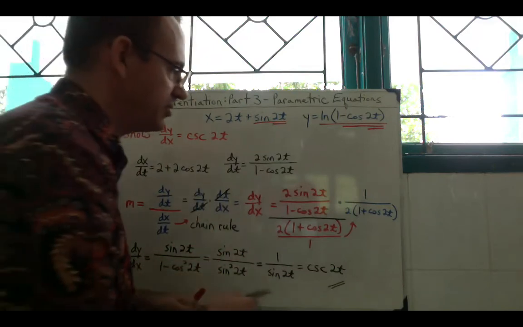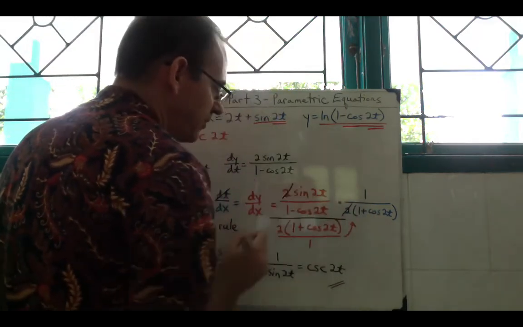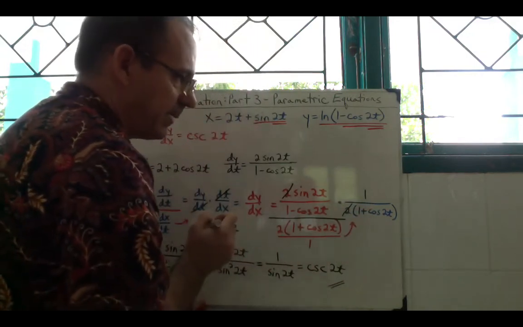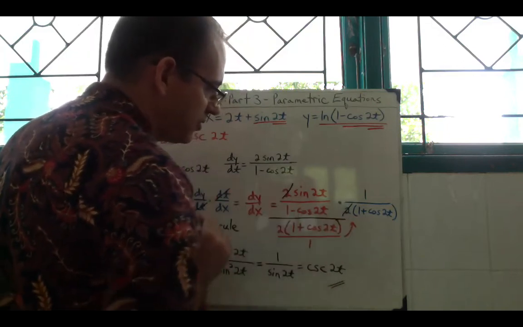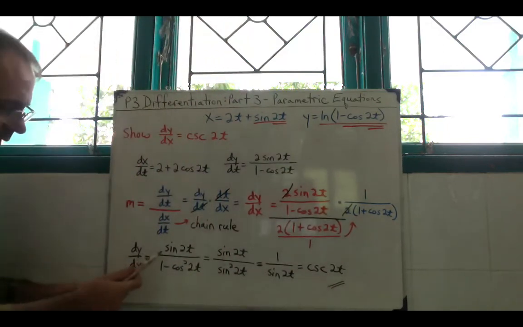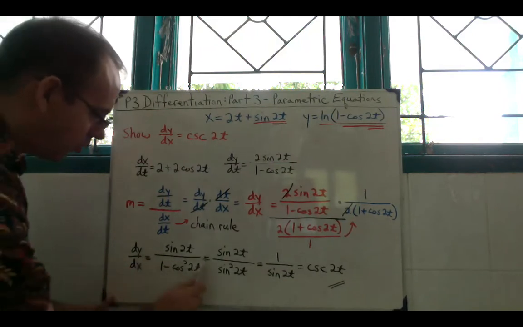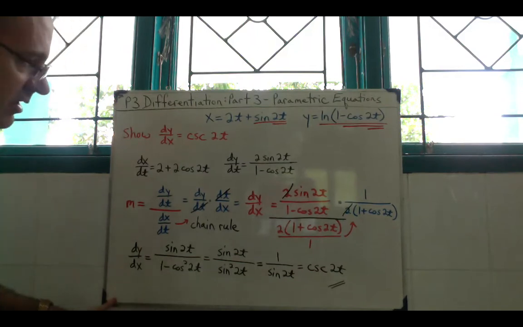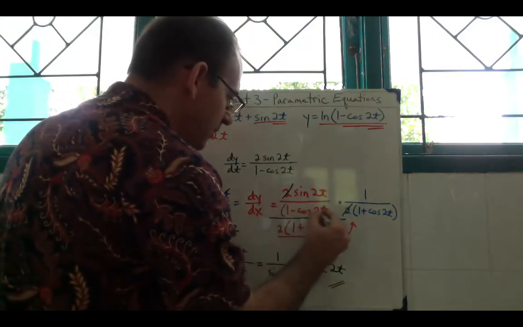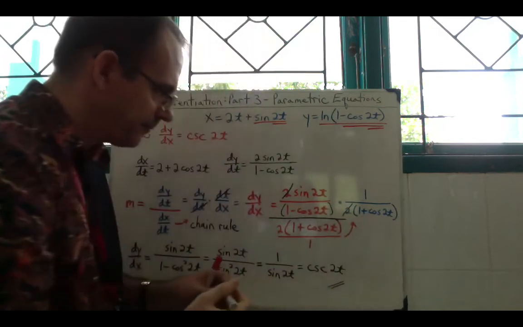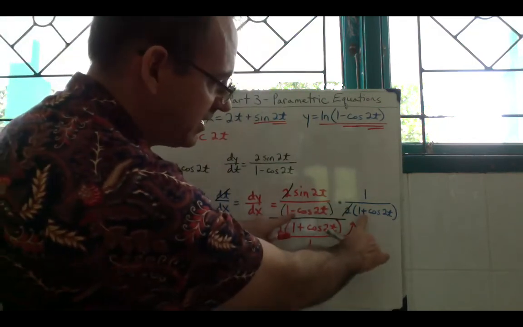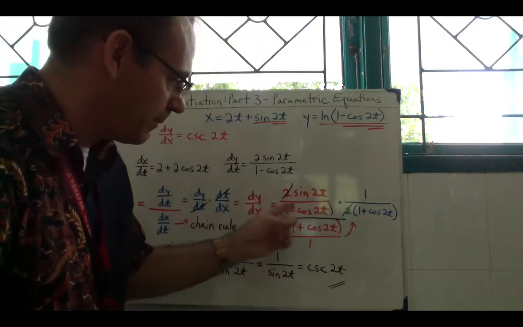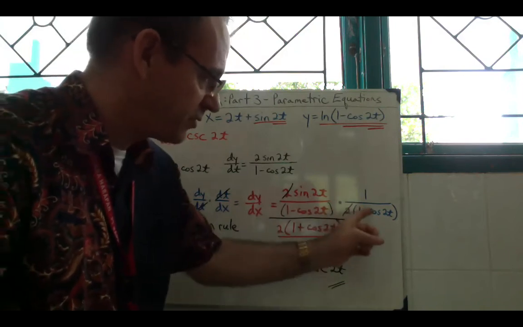Once you have that, you should see that this 2 can then cancel with this one over here, because we have divide against multiply. Those are opposites. So the 2's cancel out there. And that leaves us with sine 2t over 1 minus cosine squared 2t. Where does this 1 minus cosine squared 2t come from? That's this times this over here. You should recognize this as a difference of squares: a 1 minus cosine 2t and a 1 plus cosine 2t.